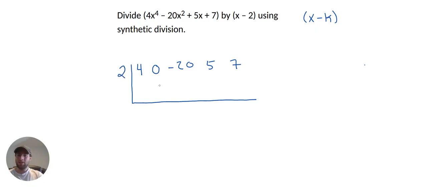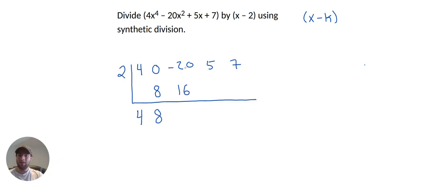Alright, so now the steps here, what we want to do is the first term we're actually just going to drop right down. And then what we want to do is we want to multiply this 2 by the 4 and then move that up right here. And so 2 times 4 gives us 8, so we're going to write that right here. And then we're going to add the 0 and 8 together, which will give us 8. And then we're going to repeat this process by doing 2 times 8, which gives us 16. Then we're going to write that 16 right here.